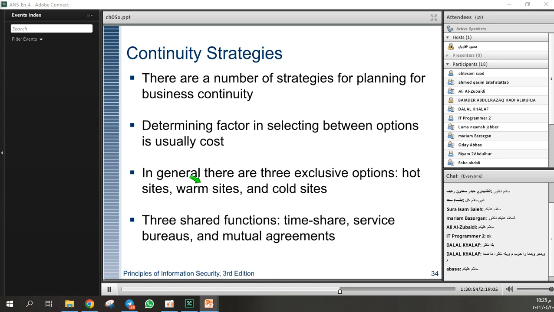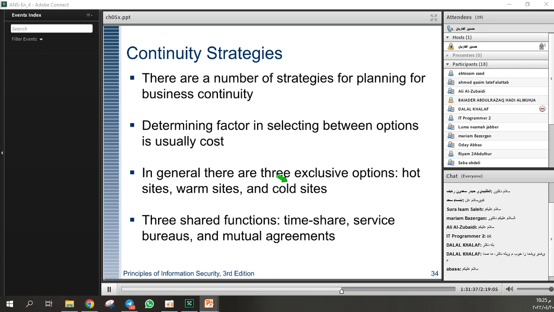The other option is a warm site. I have a secondary site. It's completely equipped, but it is off. When a disaster happens at the first site, I can move to the second site, the warm site, and start it. Yes, there is a delay between them. But after a while, the warm site would be up and act like the primary site.